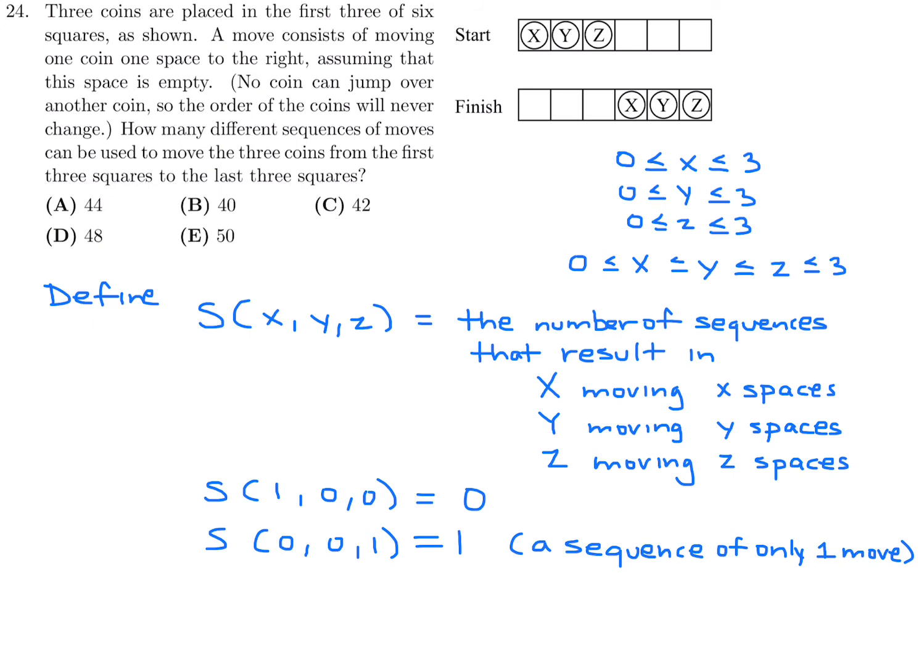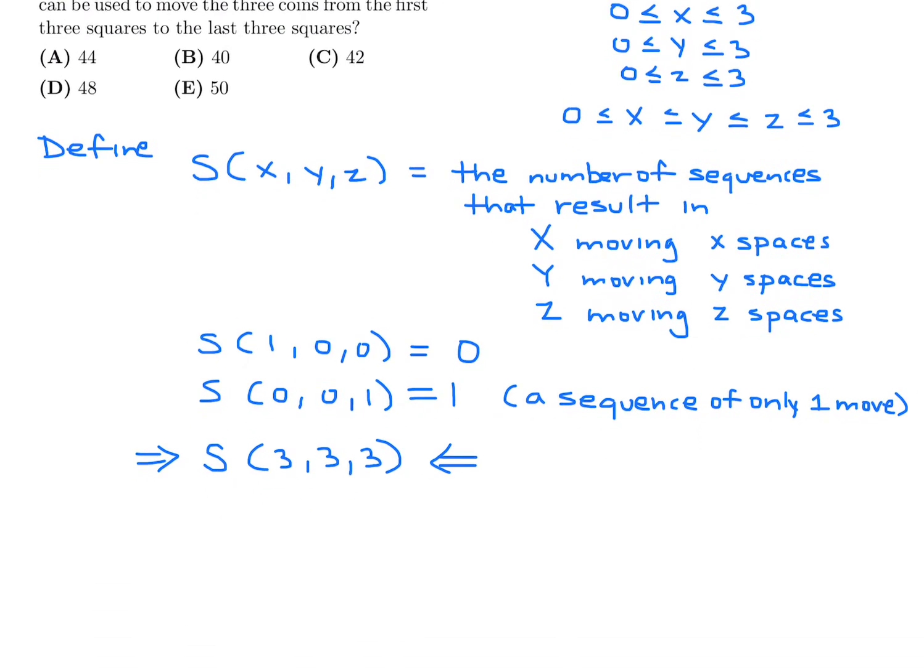All right, so what we want to find in this question, our goal is S of 3, 3, 3. That is what we want to find, because that will give me the answer to this question. That will be the number of sequences that result in moving X 3 spaces, Y 3 spaces, and Z 3 spaces. Because at the end, in order to go from here to here, you have to have moved X 3 spaces, Y 3 spaces, and Z 3 spaces.